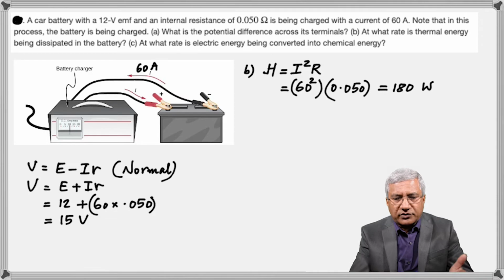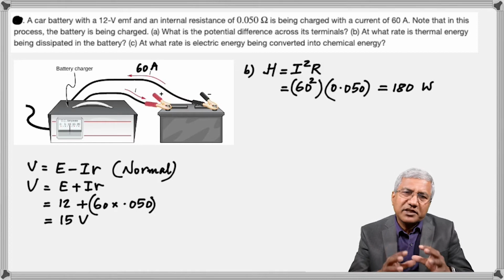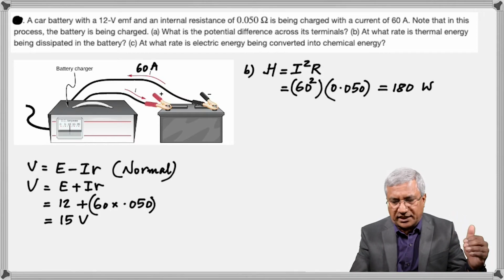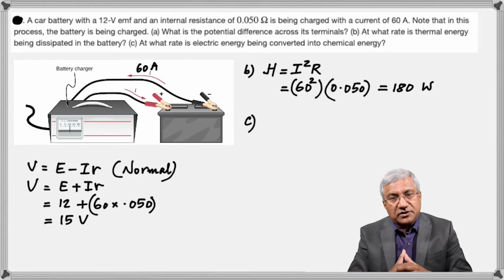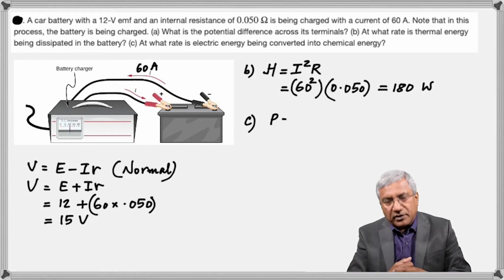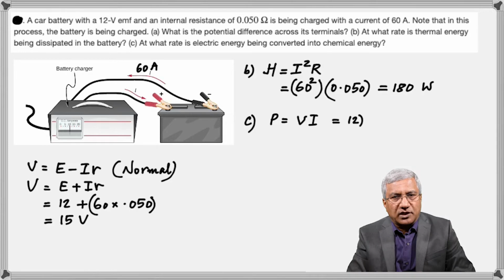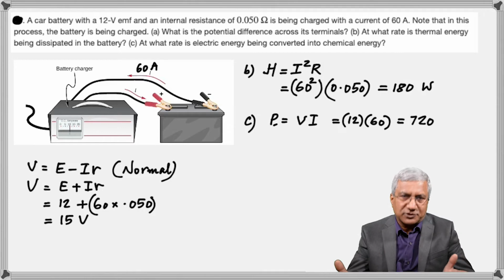Next, at what rate is electric energy being converted into chemical energy? Remember that the heat that is produced is what is actually lost. So 180 joules is lost in 1 second. So we're not getting that. So what are we actually getting? Power in a circuit is the product of voltage and current. We know the voltage is 12. We know the current is 60. When you multiply those two, you're going to get 720 watts, 720 joules per second.